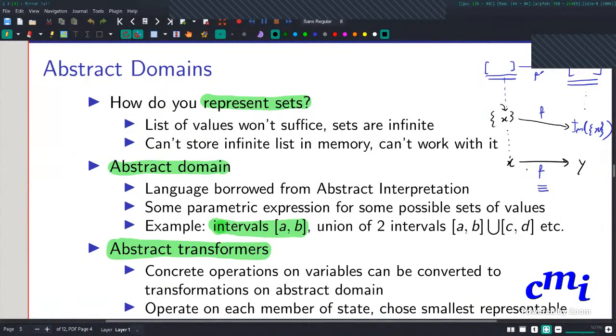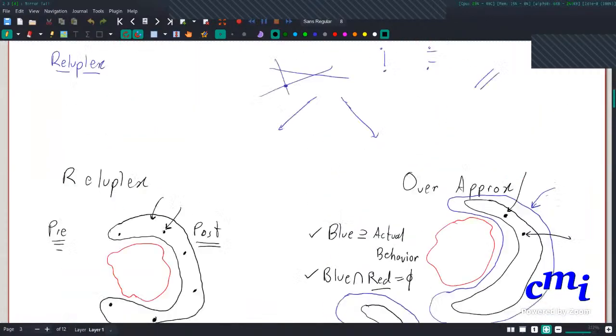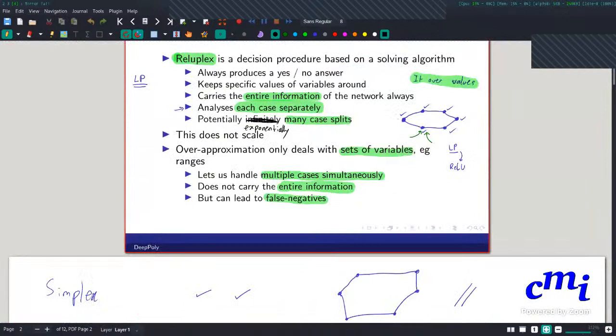So, like I was saying in the last class, what something like ReLUplex does in general is it keeps track of the entire information, in the sense that it will iterate over exact precise assignments for the entire network, right? If it can find an assignment that satisfies all the constraints, then we are done. Otherwise, it tries to keep iterating and satisfying a part of the constraints.